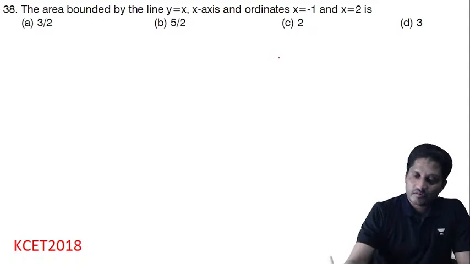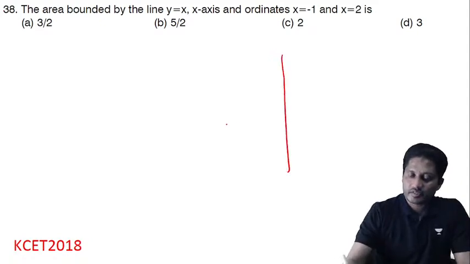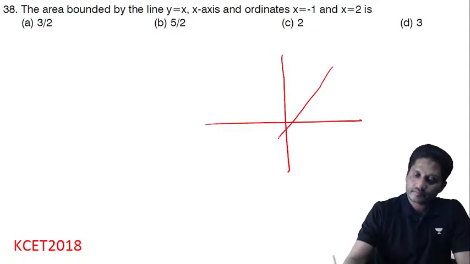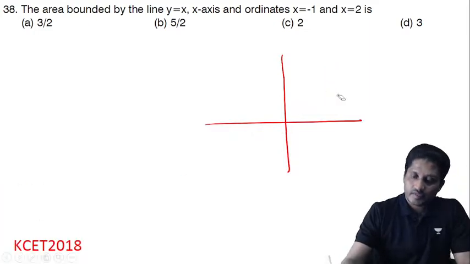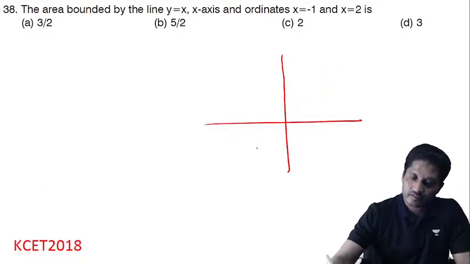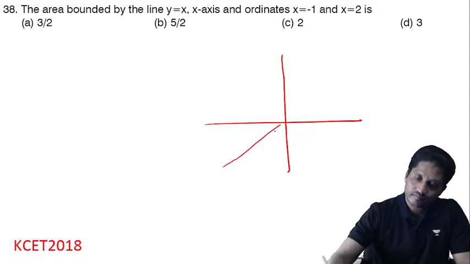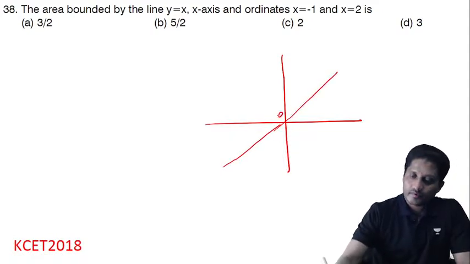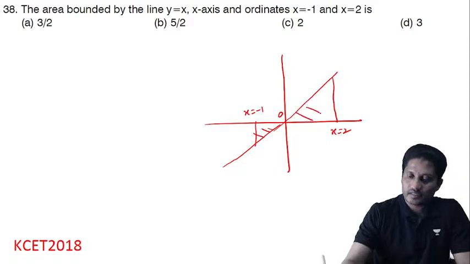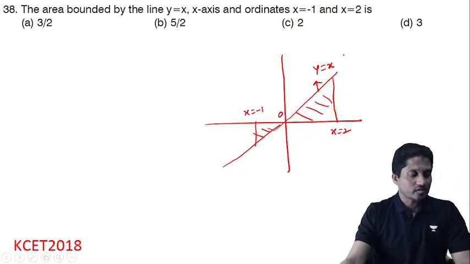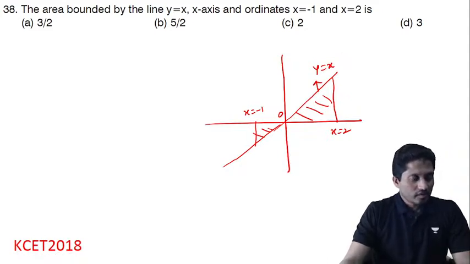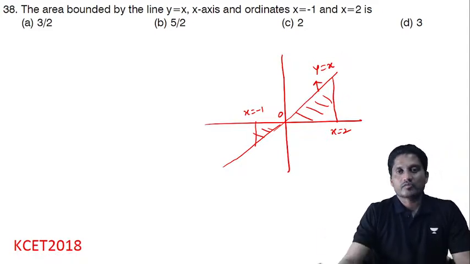Area of the line y is equal to x. Y equal to x is a line which will pass through the origin, right? Okay, and then x is equal to 2, x is equal to minus 1. This area and this area. Line is y is equal to x. Area above the x-axis will be positive. Area below the x-axis will be negative.